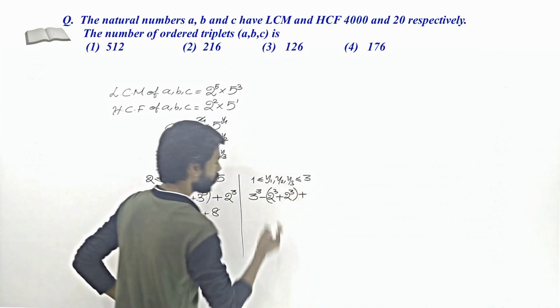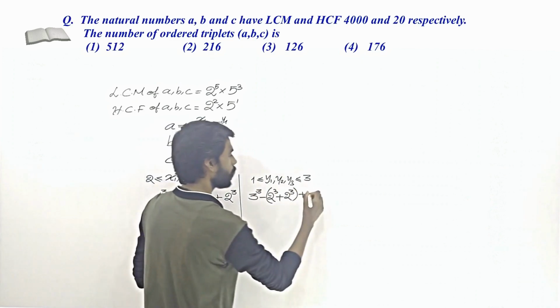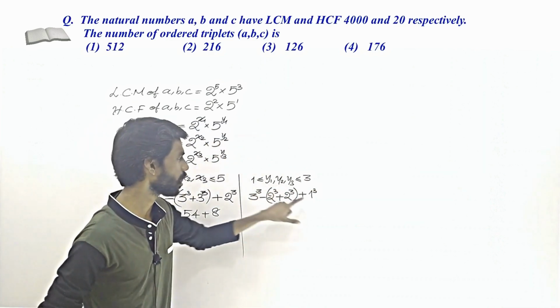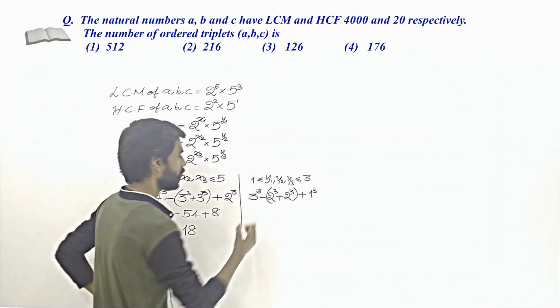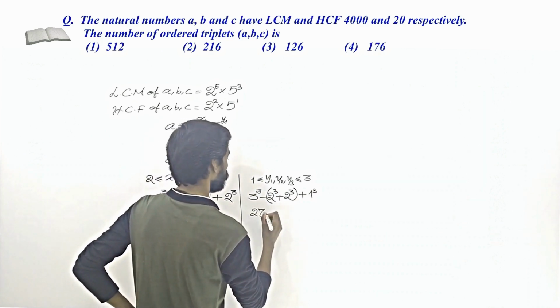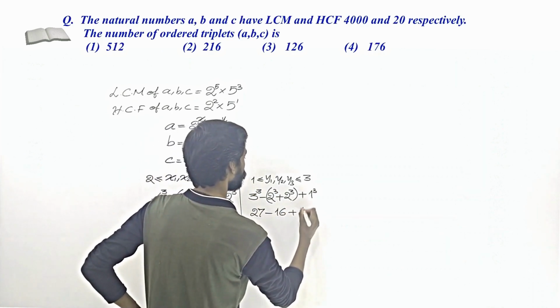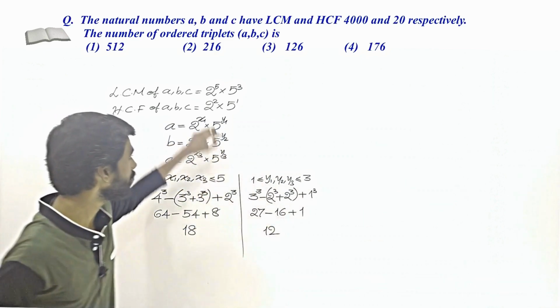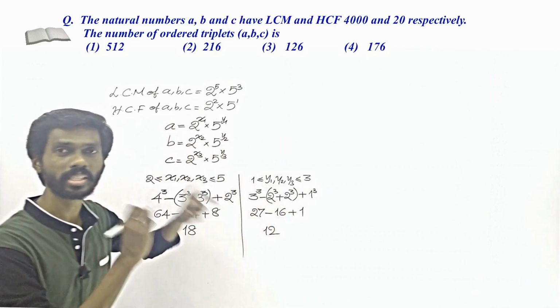Now add the cases in which both the numbers are omitted, so that means 2 is the only number left, so only one choice for each number, 1 to the power 3. So if you simplify this, we'll get 27 minus 16 plus 1. So this will be 12. So 12 is the number of ways in which these numbers y1, y2, y3 can be assigned values.